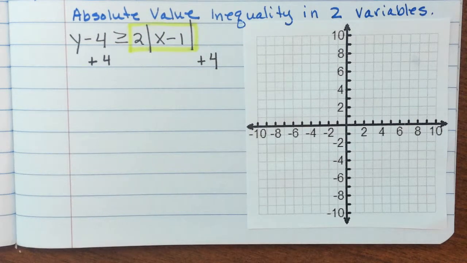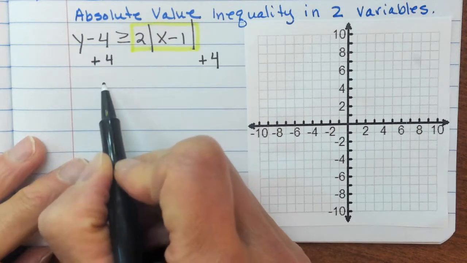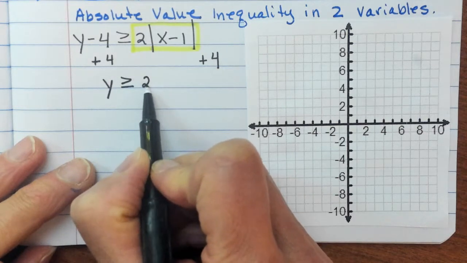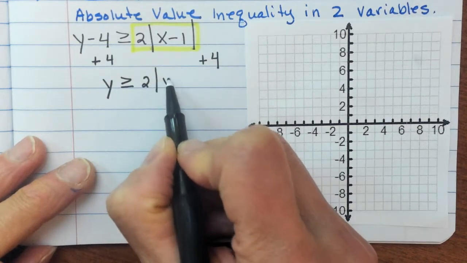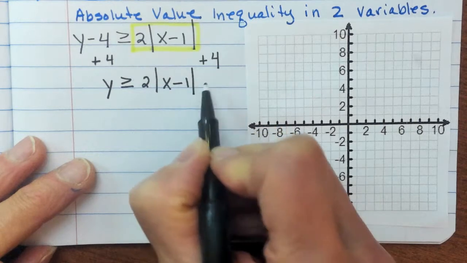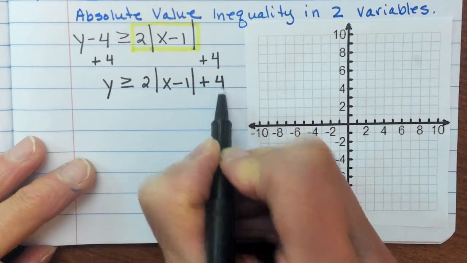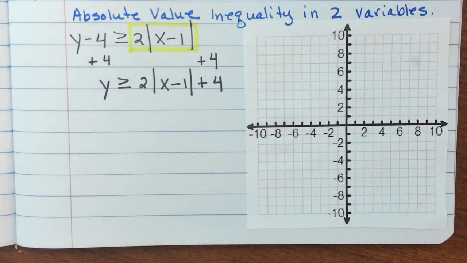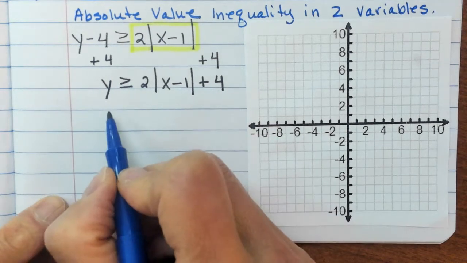Nothing can go inside that absolute value. So that plus 4 is just being tagged on. So this is going to be y is greater than or equal to 2 times the absolute value of the quantity x minus 1, and I have that plus 4 at the end. So you might recognize this. That looks like something that's in vertex form.